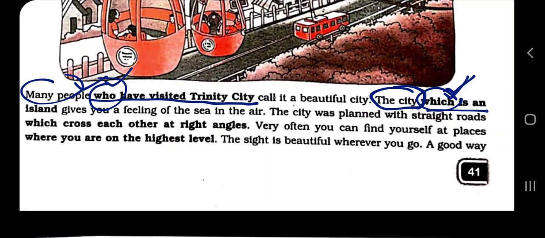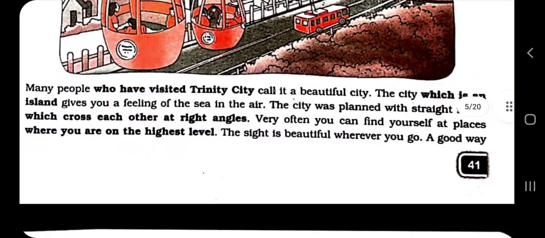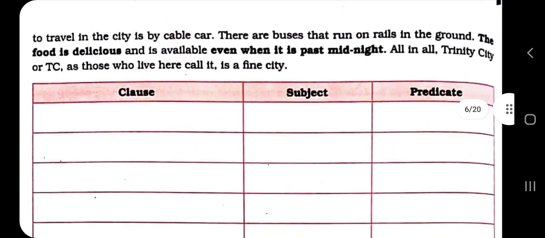Stay focused. The city, which is an island, gives you a feeling of the sea in the air. The city was planned with straight roads, which cross each other at right angles. Now we are talking about straight roads. Here the which is for straight roads. Very often you can find yourself at places where you are on the highest level. The sight is beautiful wherever you go. A very good way to travel in the city is by cable car.